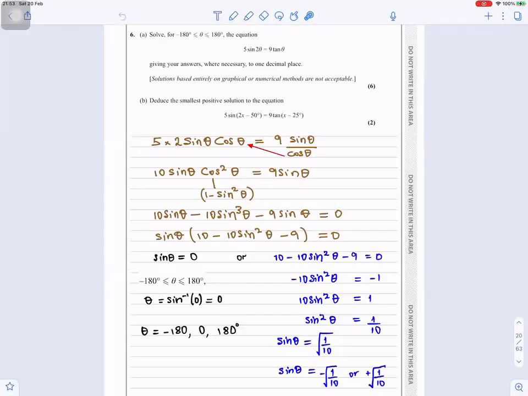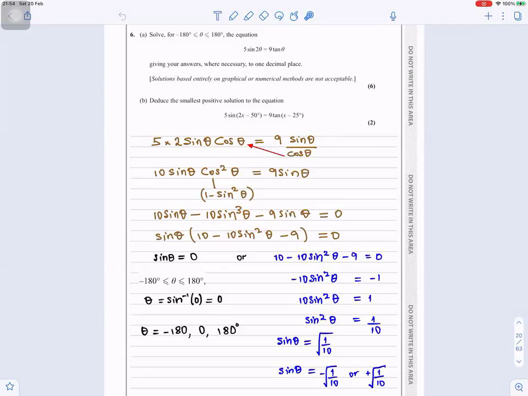Question number 6. Solve for minus 180 to 180 degrees. 5 sine 2 theta equals 9 tan theta. So we can write sine 2 theta as 2 sine theta cos theta. You must remember that conversion. The 5 times the 2 will give us 10. And we can write tan theta as sine theta over cos theta. You must remember that.